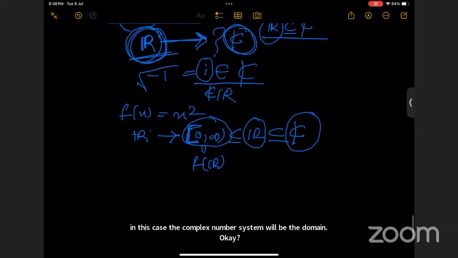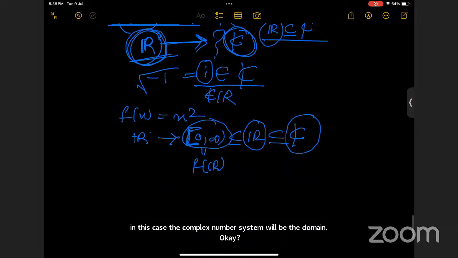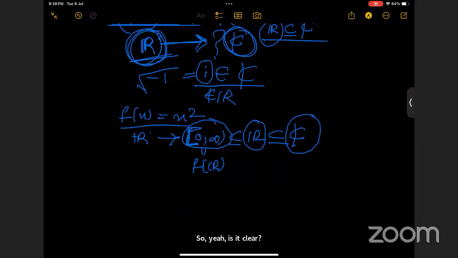So, yeah, is it clear? Suppose we have this function, then we can take any of them as our codomain. Convinced? Yes, ma'am. But if it is about the range, what is the range? 0 to plus infinity.